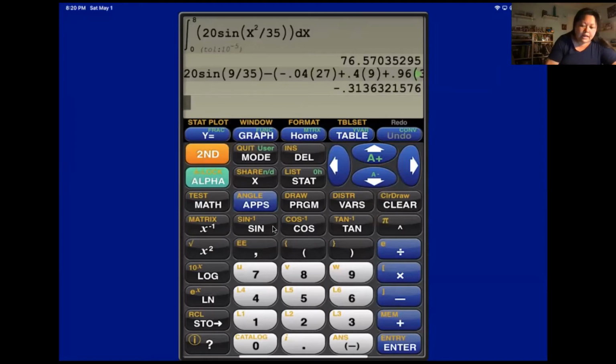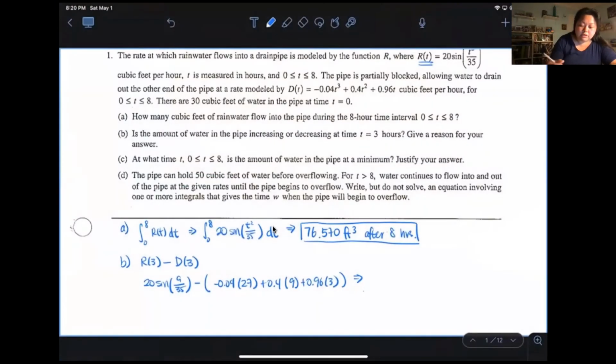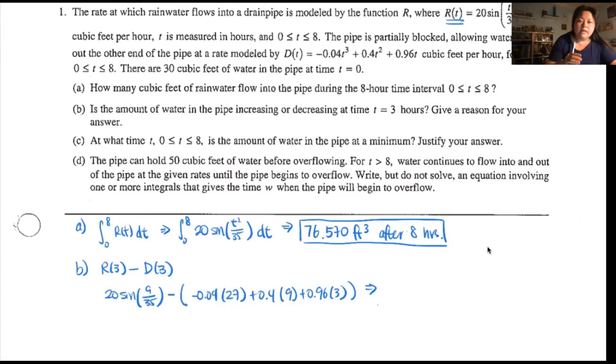We are at negative 3.136. So it is a negative answer, which means that we have more flowing out than the rate coming in. So the amount of water is decreasing. So the answer here was negative 3.136. That means you have more flowing out than coming in.